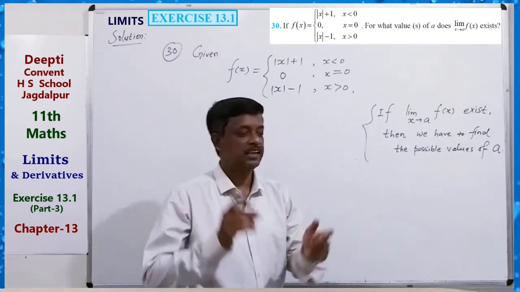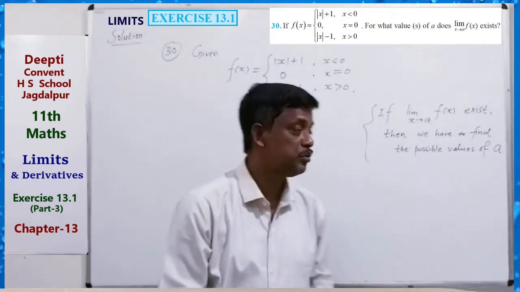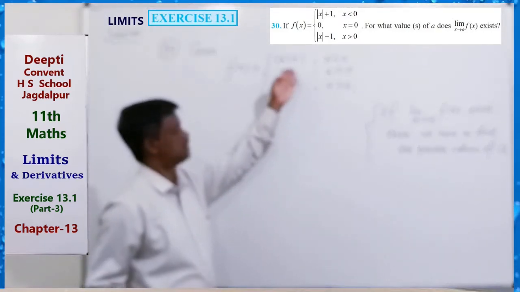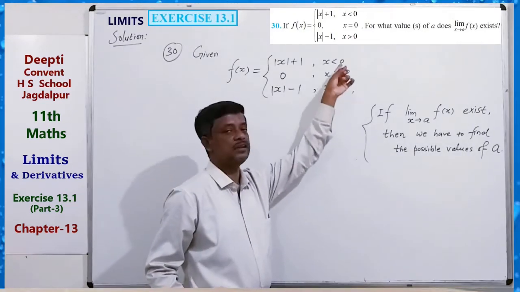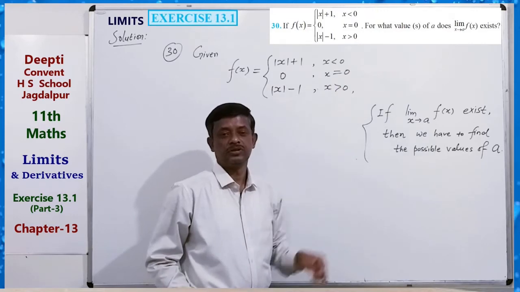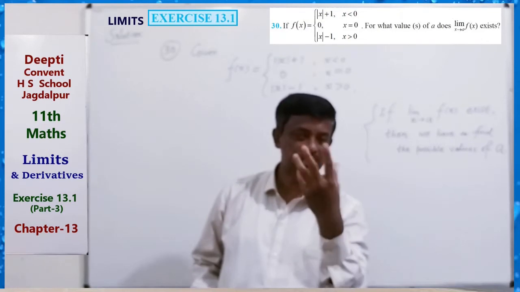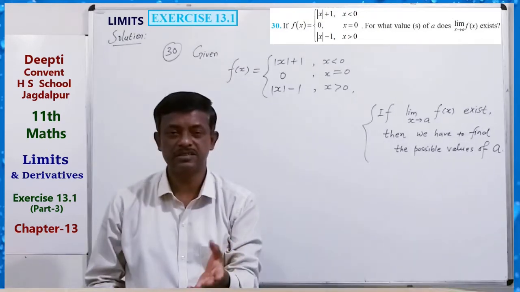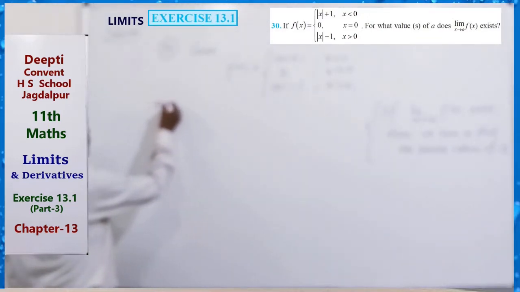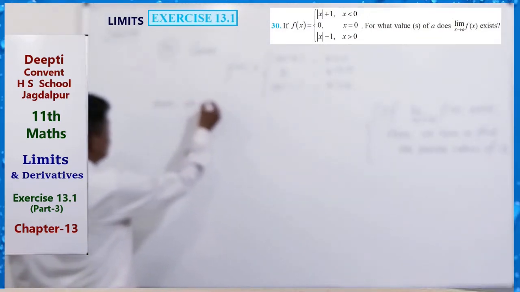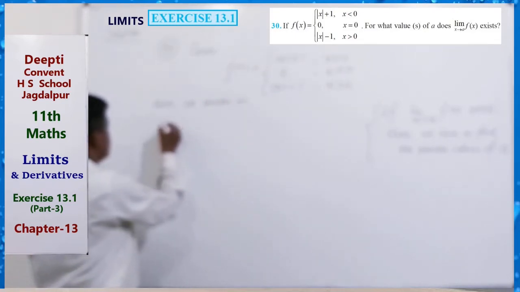So here a is a general number. a may be equal to 0, because this function is given as breaking at point 0. So we can suppose that a may be 0, or may not be 0, that is, a may be 0, less than 0, or greater than 0. So we consider 3 cases. Case first.